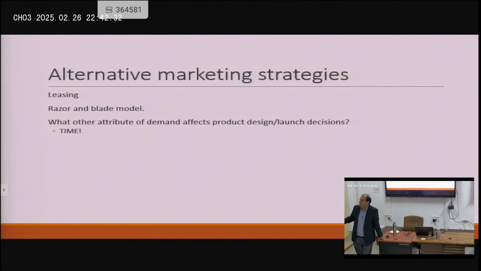And what are the attributes of demand effects, product design, launch decisions? Time. You don't have to do everything right now. That's another thing people don't realize. Maybe you can just wait.